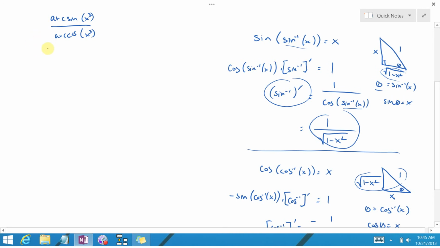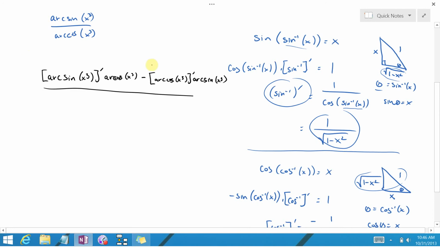So, wow, this is going to be a lot to write, but I think it would be better if I actually wrote this all out very carefully. So the derivative of the top, arc sine of x cubed prime times the bottom, arc cos of x cubed, minus the derivative of the bottom, arc cos of x cubed prime times just the top, which is just arc sine of x cubed. And we're dividing by arc cos of x cubed quantity squared.